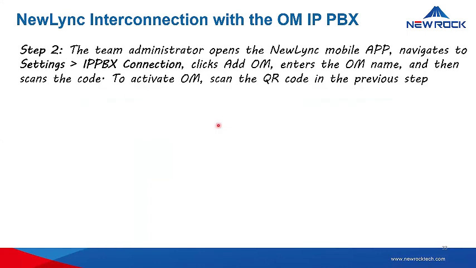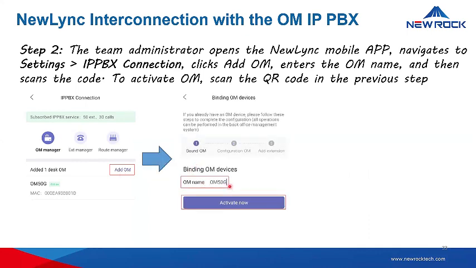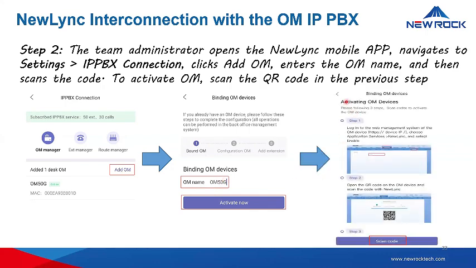Next step, the team administrator needs to open the mobile phone. Go to settings, then IPPBX, then click add OM. After which you need to enter the name of the OM. You need to be definitive about the name, because if you have several OM IPPBX, the name of your OM is added to the services. Then you can scan the code. Just follow the steps. If you click this one, you'll be guided as well.